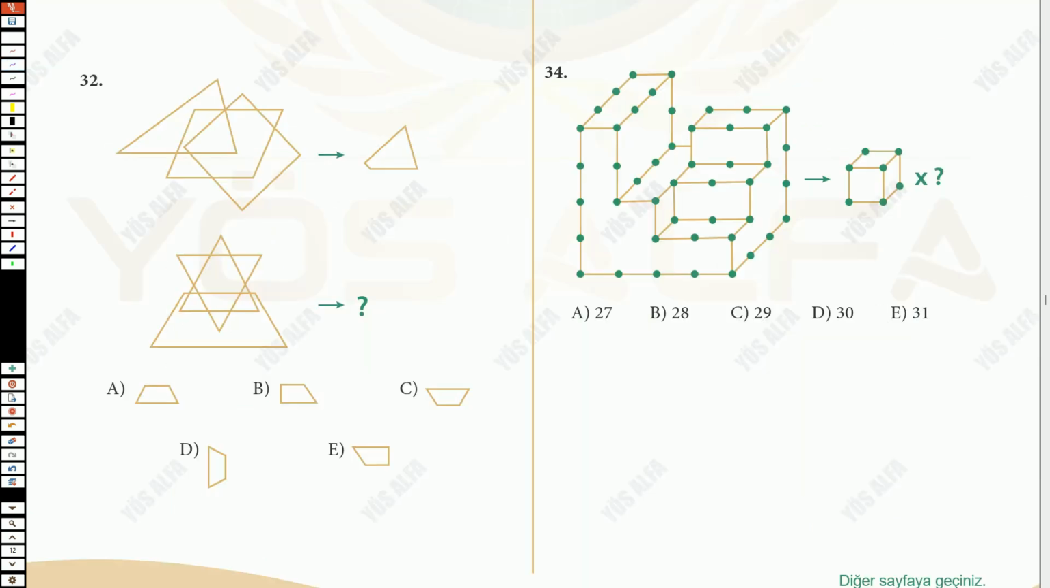Number 32. So the shape given is the intersection of the 3 shapes over here. So what's the intersection of these 3 shapes given here too? So it must be here.